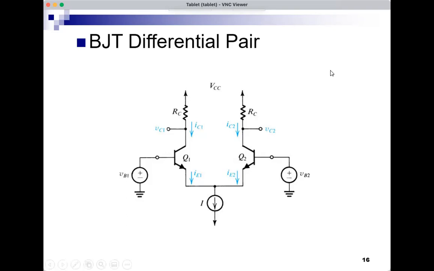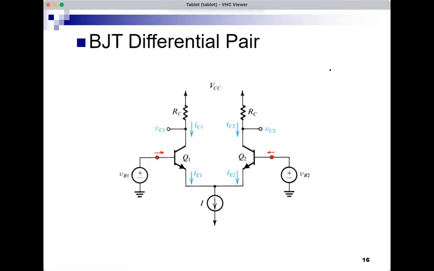The first is that in the case of the BJT, we have the base current, which we did not have in the case of the MOSFET. So here we will have some input current at the base. The two inputs are applied at the two bases of Q1 and Q2, and I will have an input current there, which we did not have in the case of the MOSFET differential pair.